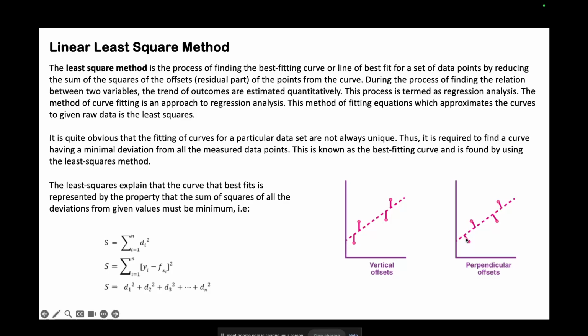It's just that you're assuming there is an x variability here as well, and in the vertical offset, you're only assuming there's a y variability. So depending on your question, you can use whatever is likely for you. Does that answer your question? Yes, yes, thank you.